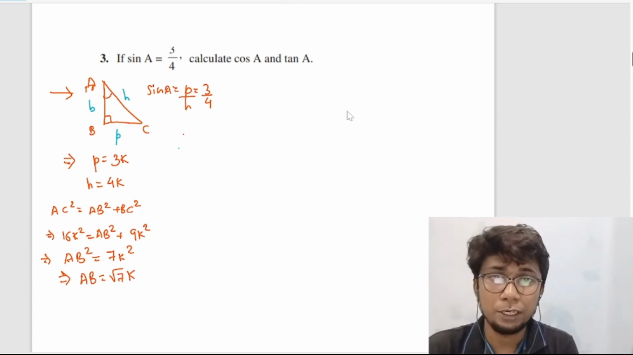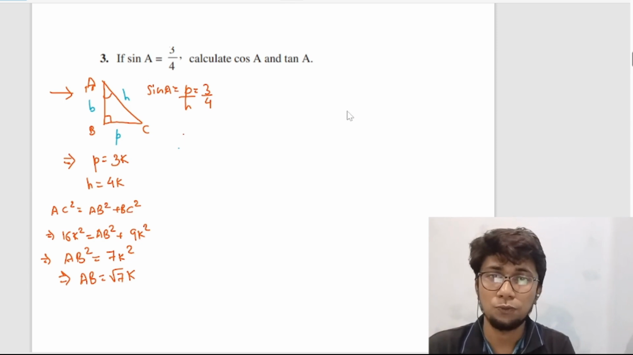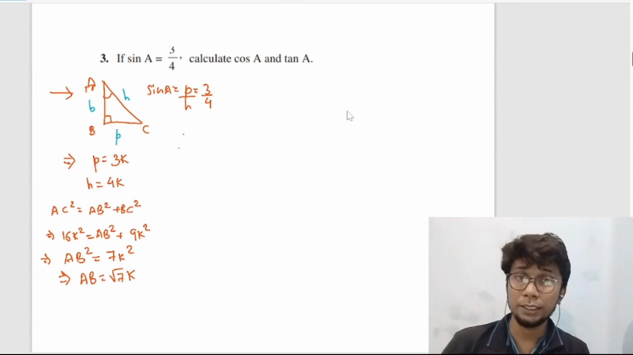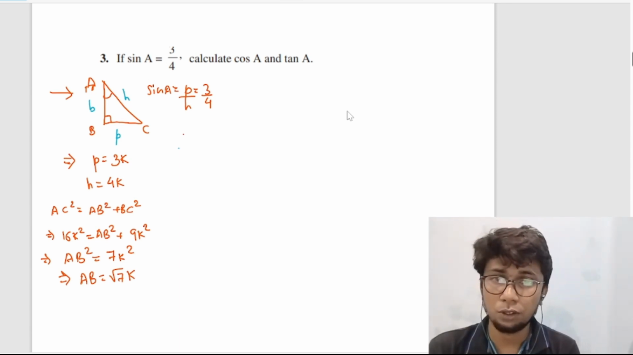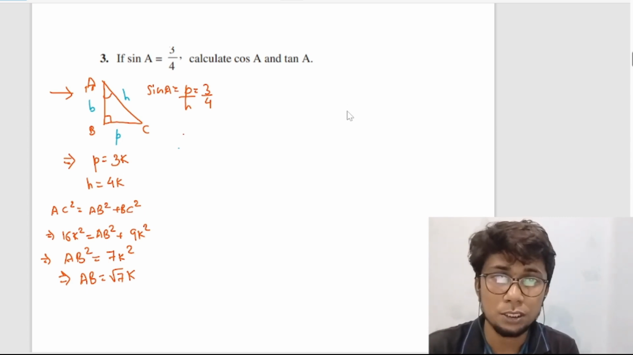We had perpendicular upon hypotenuse, that is 3 upon 4. This is 3, this is 4. All right, so 4 square is 16k square, is 9k square plus b square. That is correct, 7k square. All right, so we got AB also. Fine. Now we have to calculate cos A.